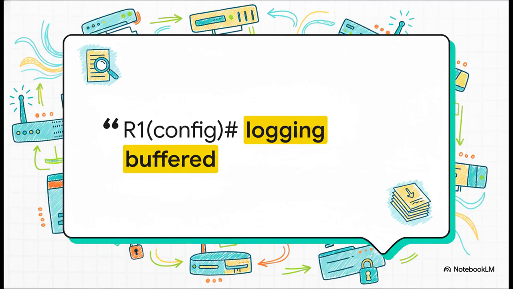And the good news is it's super easy to turn on. You just hop into config mode and type logging buffered. And here's a little pro tip for you. You can actually specify the size of that buffer. If you're chasing down a tricky intermittent issue, making that buffer bigger can be a real lifesaver.